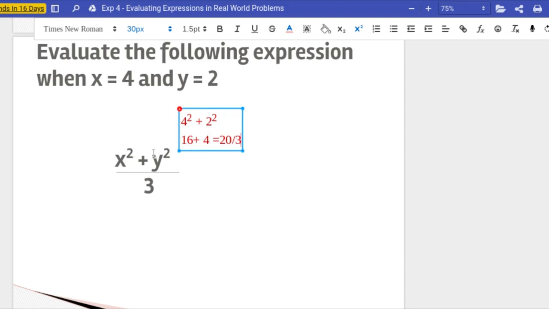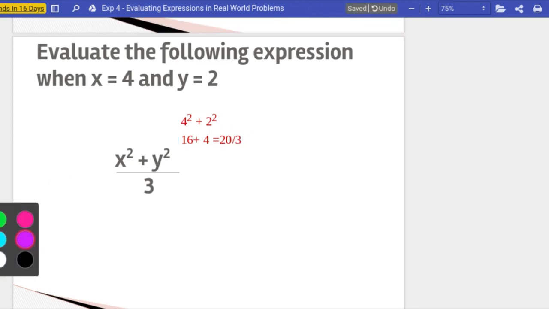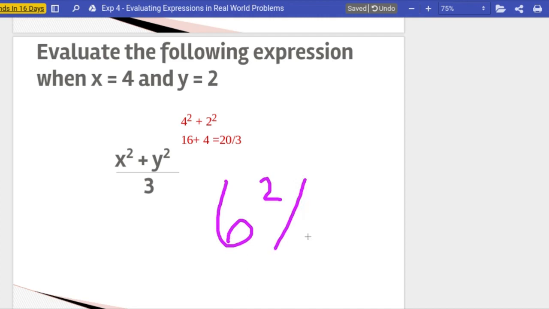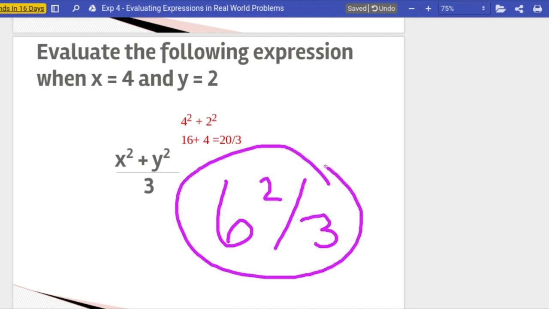So I have 20 thirds. So 20 divided by 3. So 20 divided by 3 is going to be 6. That's 18 with 2 left over. So 6 and 2/3 is going to be my value of my expression.